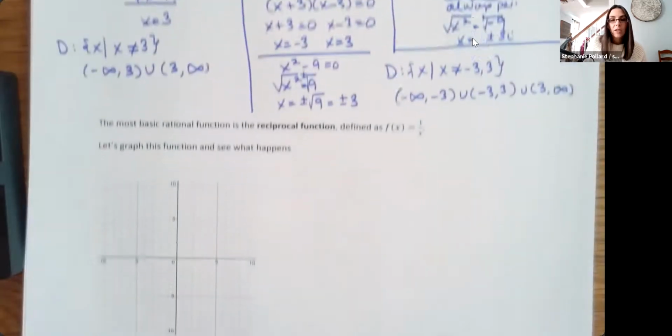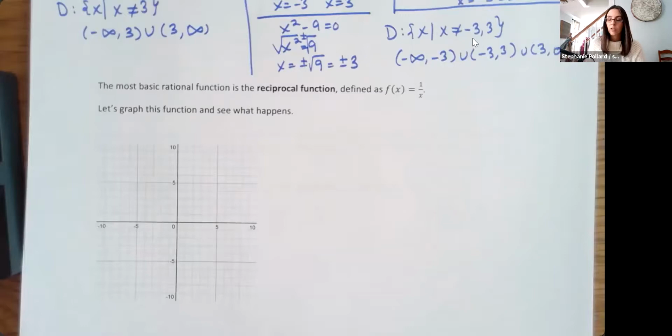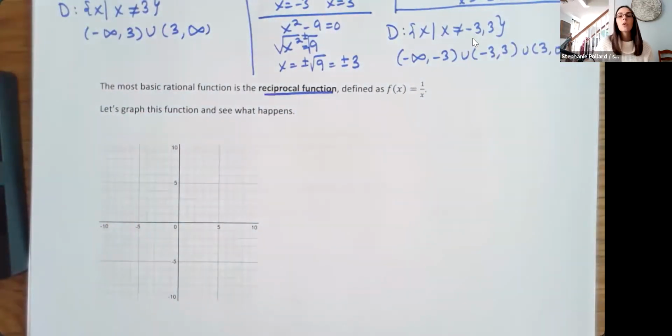Now I want to look at actually graphing rationals. This is the basic rational function. It's called the reciprocal function, and it is 1 over x. What I want to do is plug in some different values, see what happens, and then show you what the general shape looks like.